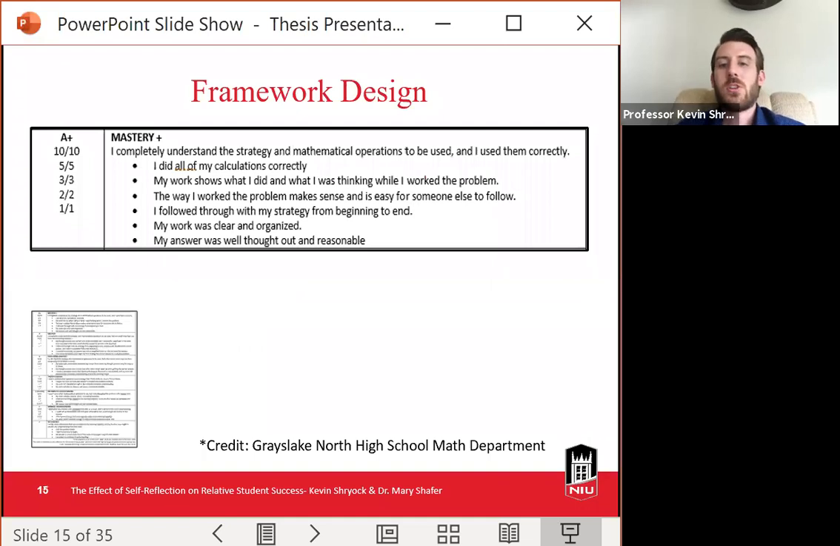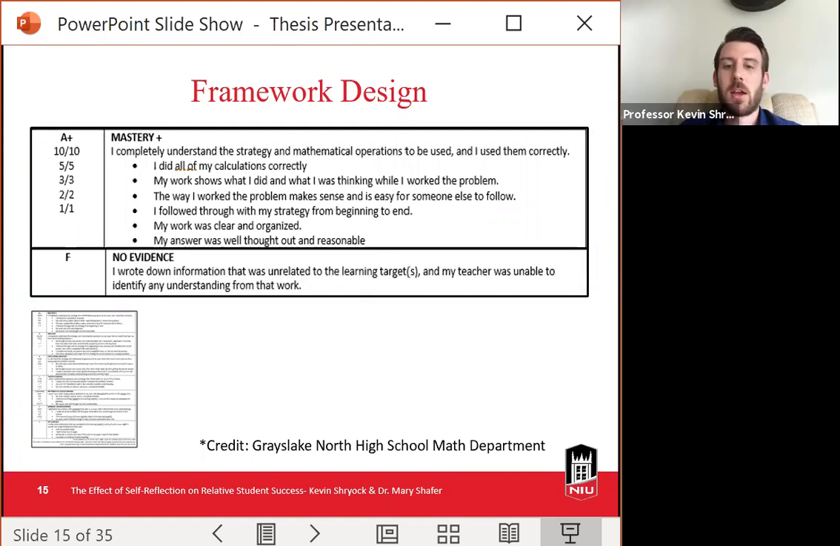So on this rubric, what you can see off to the left-hand side is a score. Here we have 10 out of 10, 5 out of 5, 3 out of 3, etc. And this is for the Mastery Plus. This pretty much means they did everything perfectly. Students recognized that they not only had the right answer, but they got there in a good way. They communicated proper understanding.